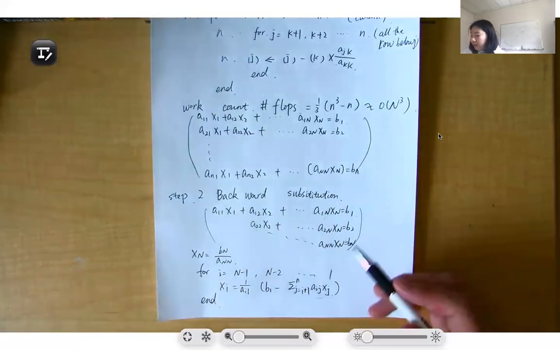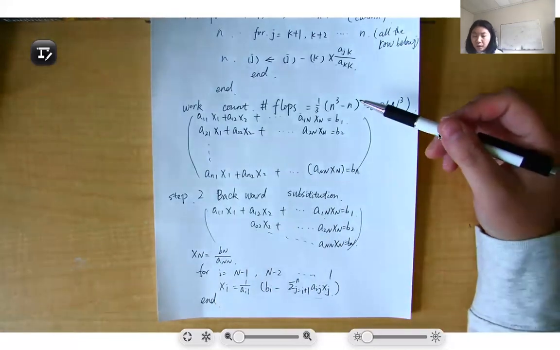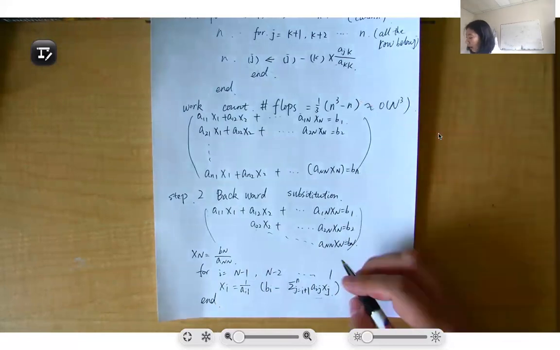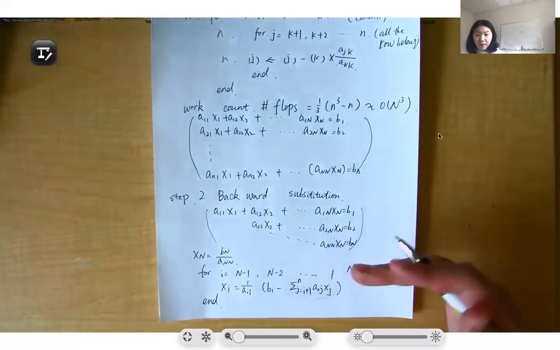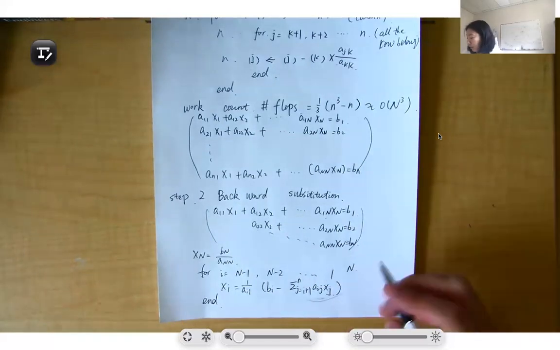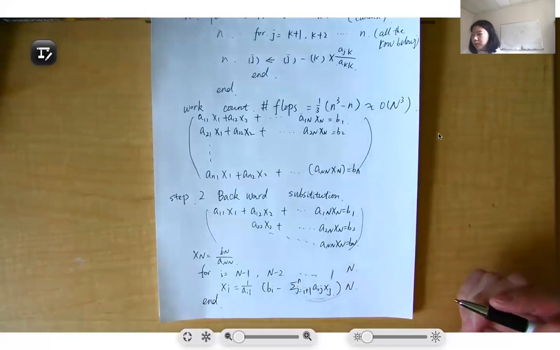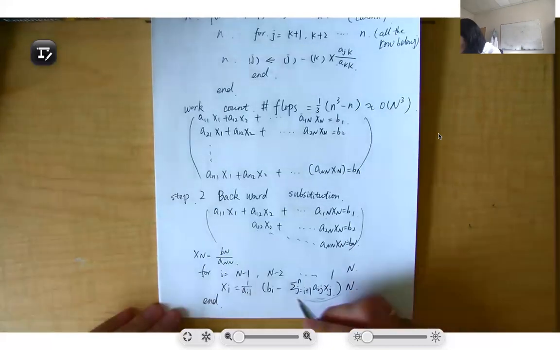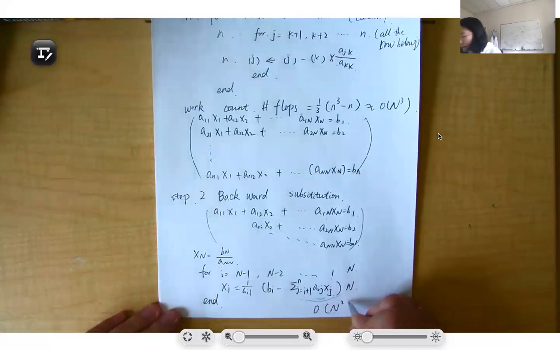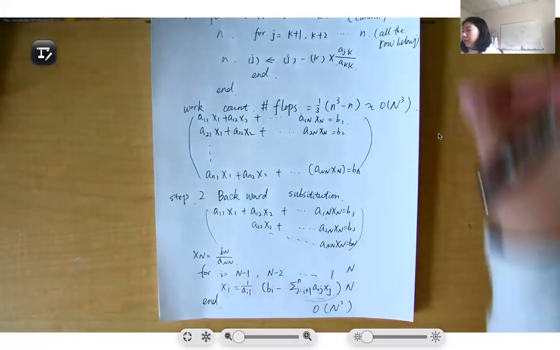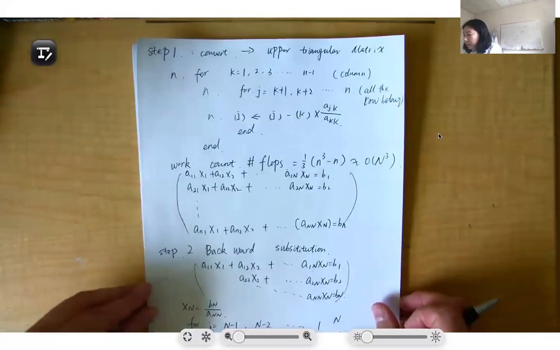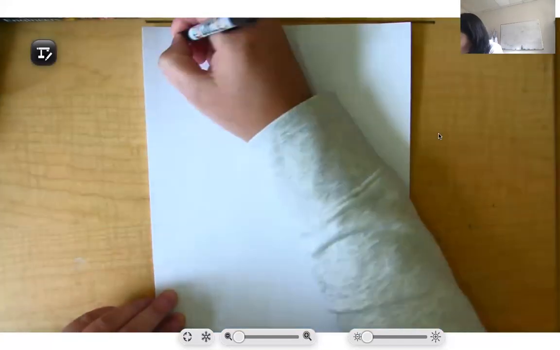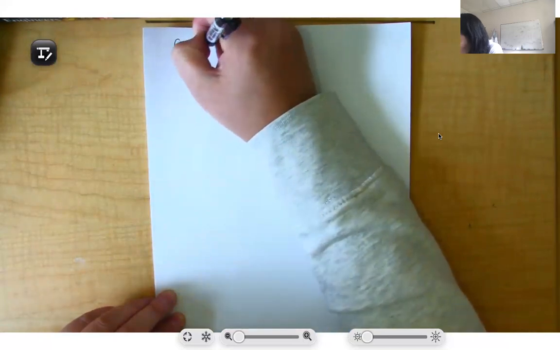The back substitution is much easier compared to converting to upper triangular. You have basically n rows to scan, and for each row, this sum term is around n columns to sum. So the back substitution is on the order of n squared in computational complexity. Let's summarize the Gauss elimination computational complexity.